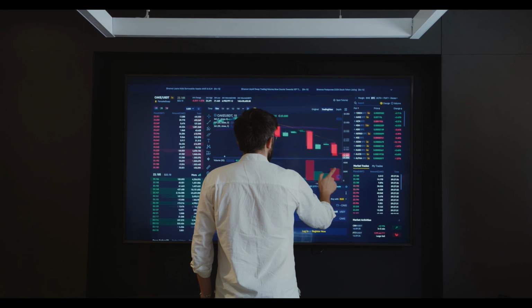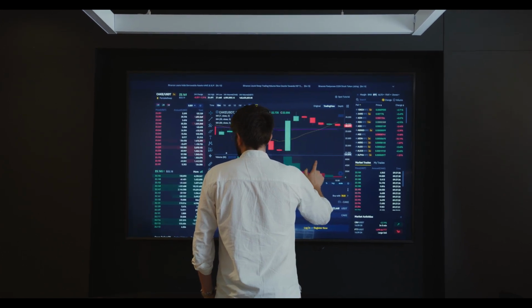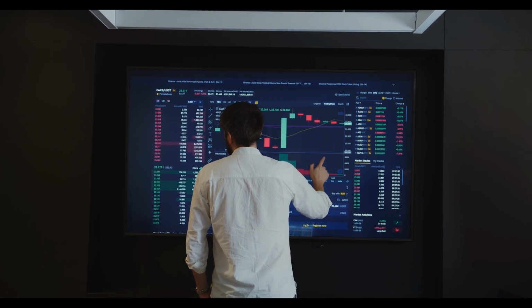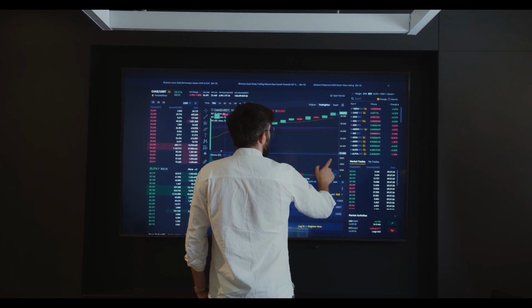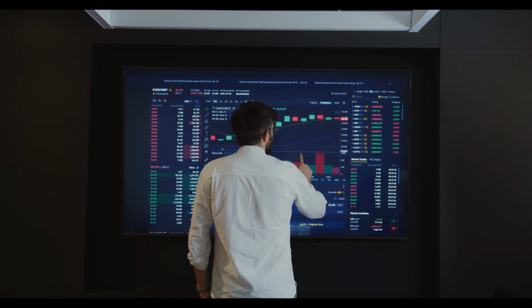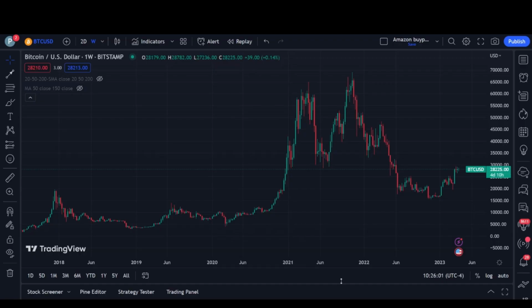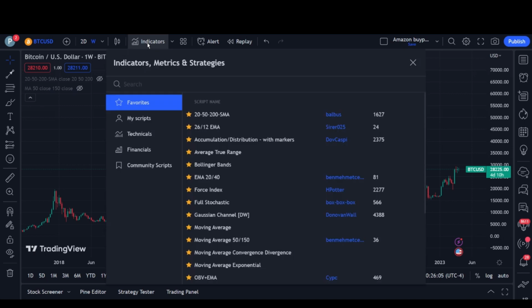Today we are going to discuss an indicator for Bitcoin called the Gaussian channel because for the third time in Bitcoin's history this indicator has flashed a bullish signal. You can plot this indicator on TradingView if you go to indicators and search for Gaussian channel here. And I have it in my favorites here, so press on it and then it will appear on the chart.